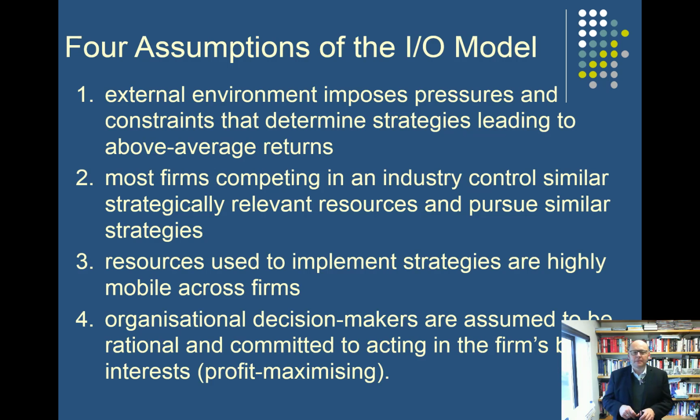The second thing that the IO model says is that most firms competing in an industry have similar resource profiles. So, okay, when you think about the resources and capabilities of these firms, they all look very similar. And as a result, they all pursue very similar strategies. Now, this assumption is a little bit problematic because it's a very abstract assumption. It's an assumption that really does come out of straight economic theory that assumes that firms are like a black box, that what happens inside that black box is very consistent. And this is not really the case in reality.